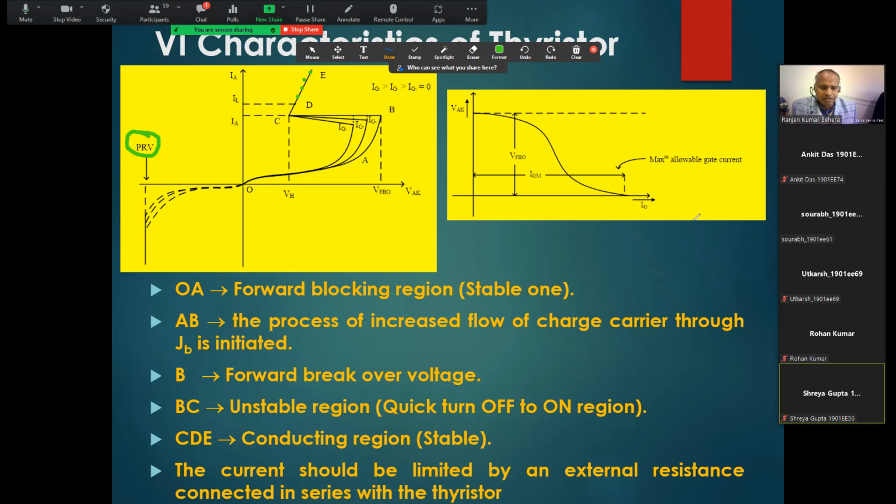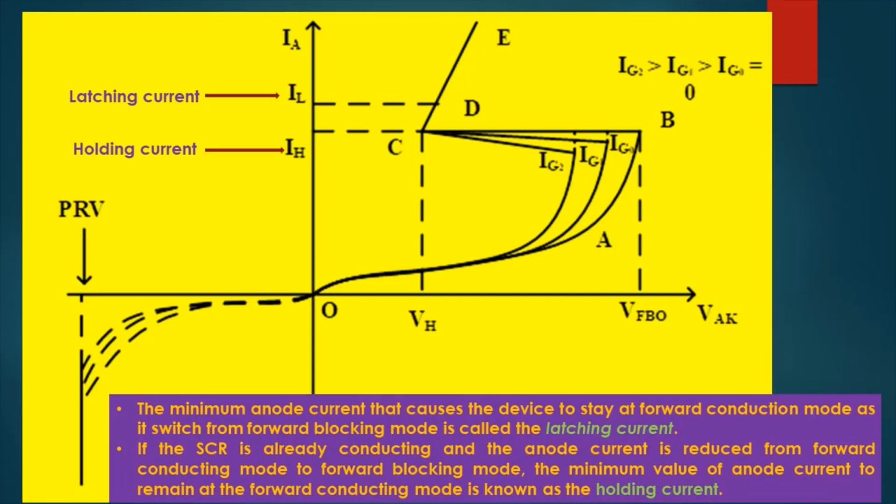When I increase the gate current, you can see the VBO, this voltage was here when the current IG was 0. As you go on increasing the IG current, you can see that the VAK or VBO starts decreasing to this. So this way, this is properly designed. Now, what is the anode current? What is the latching current? What is the holding current?